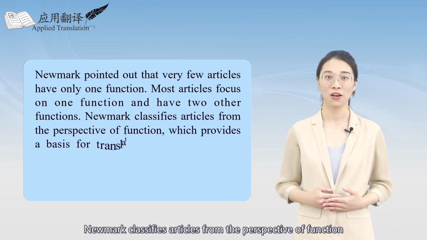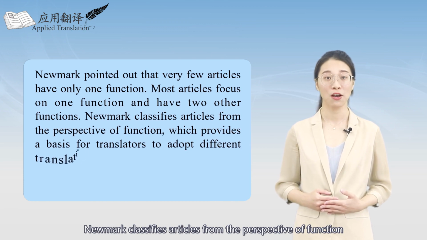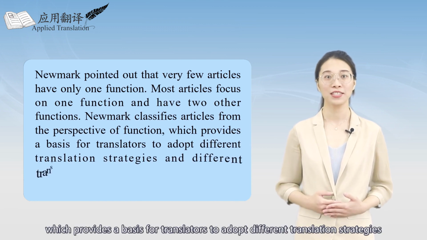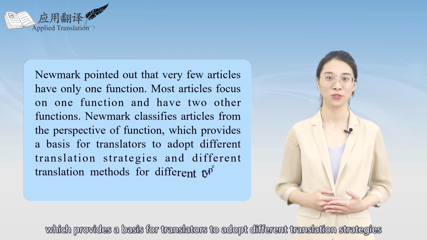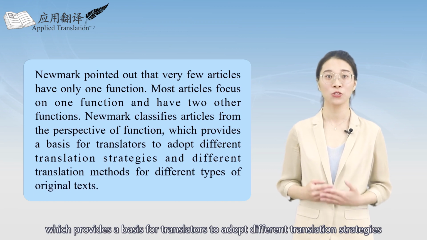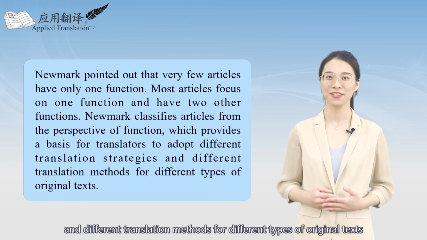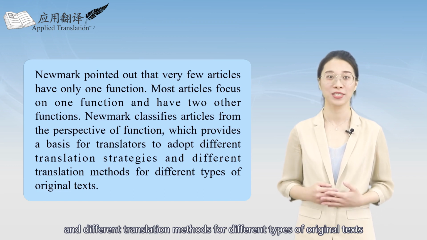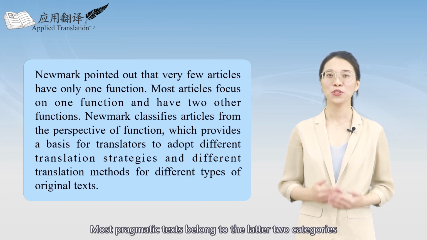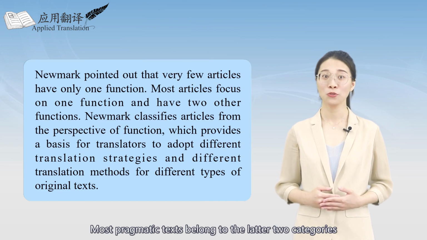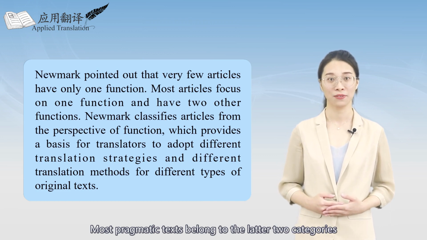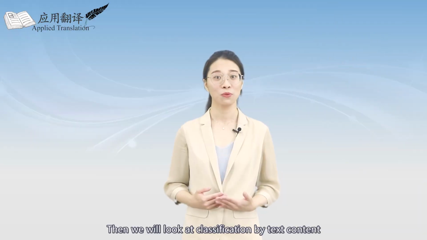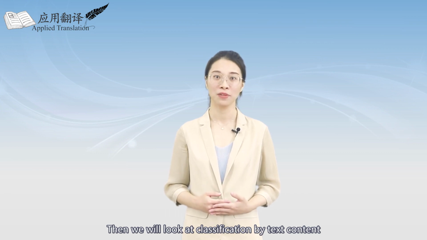Newmark classifies articles from the perspective of function, which provides a basis for translators to adopt different translation strategies and different translation methods for different types of original texts. Most pragmatic texts belong to the latter 2 categories. Then, we will look at classification by text content.